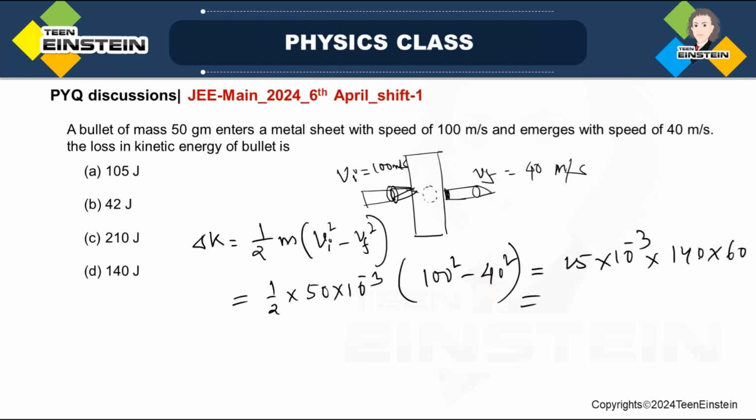So let me strike this with this one. I then have 10 to the power minus 1, 10 to the power minus 1, fine. So this is 14 into 6 is 84, into 25, 25 for the 110, this is 210. Okay, so 210, and here there is minus 1, 10 to the power minus 1, so this will give 2100 into 10 to the power minus 1, that will give you 210 joule. So option C will be the correct answer for this question.